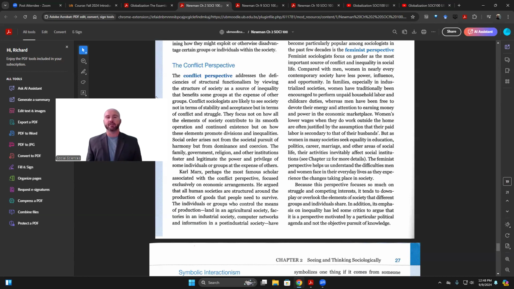He's saying, unlike the structural functionalist perspective, the conflict theorists think that society and social order doesn't arise out of the societal pursuit of harmony and cooperation, interdependence, integration, interrelatedness. No, it's nothing like that. It's domination and coercion, control and exploitation. It's power differentials that define social order and social relations. The family, government, religion, and other social institutions foster and legitimate the power and privilege of some individuals and groups at the expense of others.